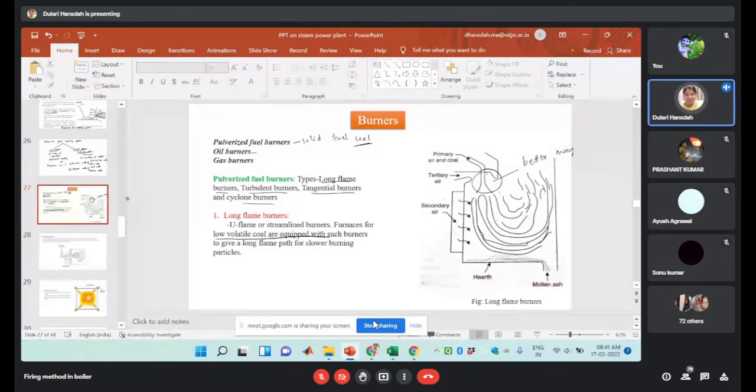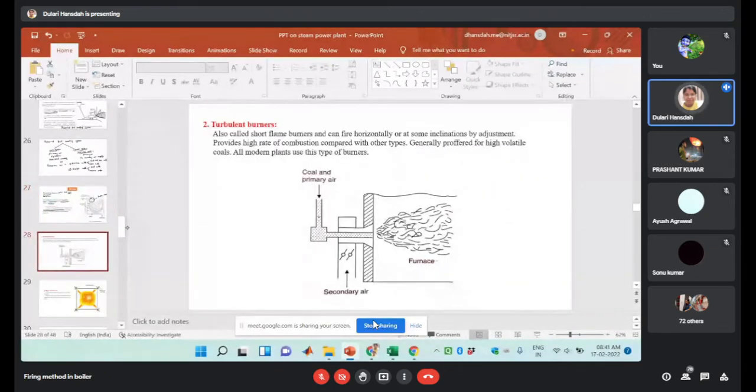Then we are going to discuss the turbulent burners. As the name suggests, the flame will propagate haphazardly, and the velocity is high in this case. So the flame will be shorter than the previous one. Generally, short flame burners are used, and they can fire horizontally or at some inclination by adjustment. In this case the firing is horizontal, as you can see, or it may be at some inclination like this, which can be adjusted mechanically.